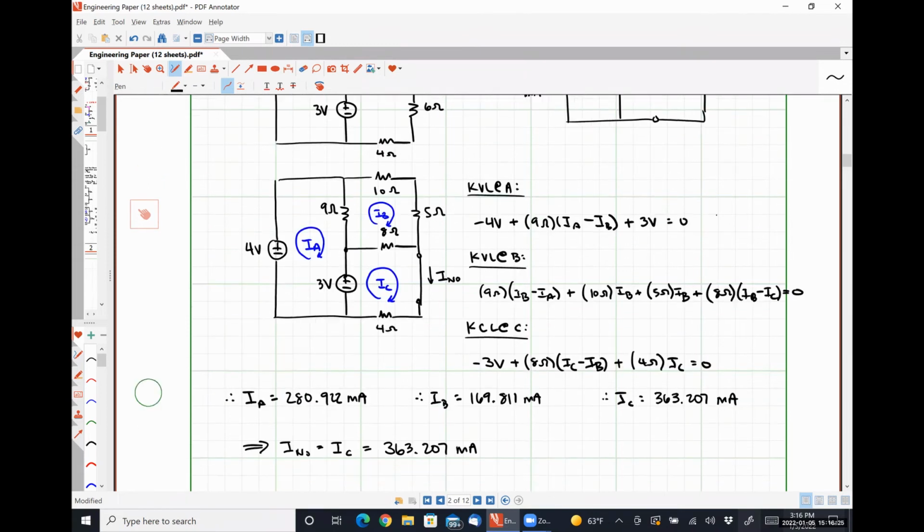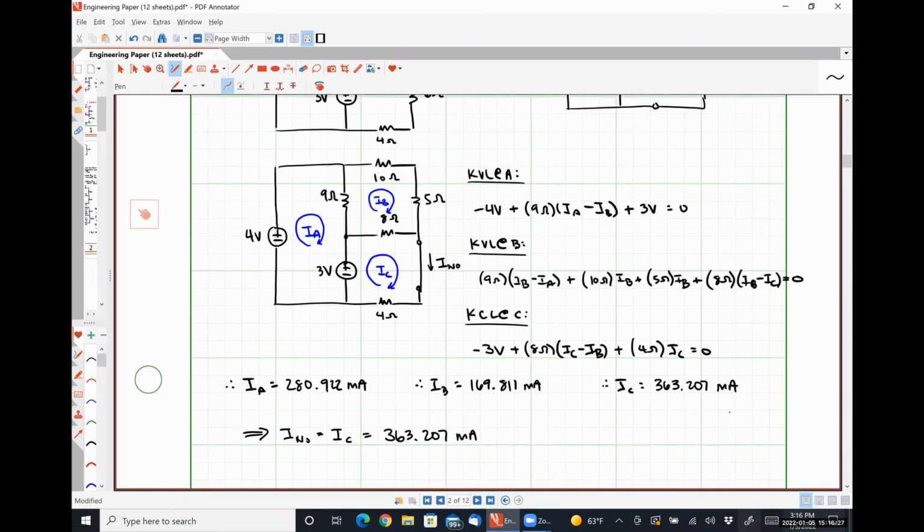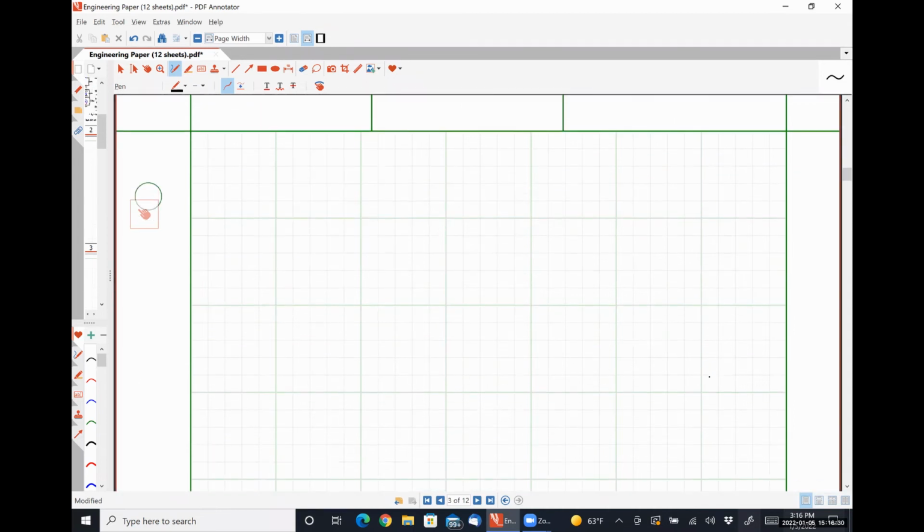So we can say that, if my thing will scroll, V Thevenin is simply I Norton times R Thevenin, or I Norton is V Thevenin divided by R Thevenin, or R Thevenin is equal to V Thevenin divided by I Norton. This is just Ohm's law.